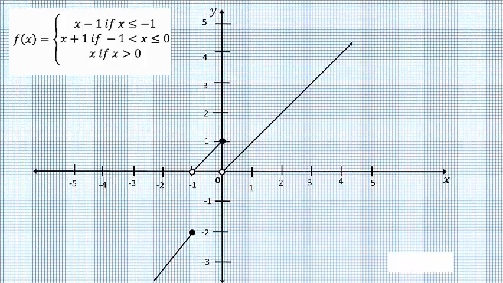Our graph has three different parts. The first part represents the graph of f of x is equal to x. The second part represents the graph of f of x is equal to x plus 1. And the third part represents the graph of f of x is equal to x minus 1.